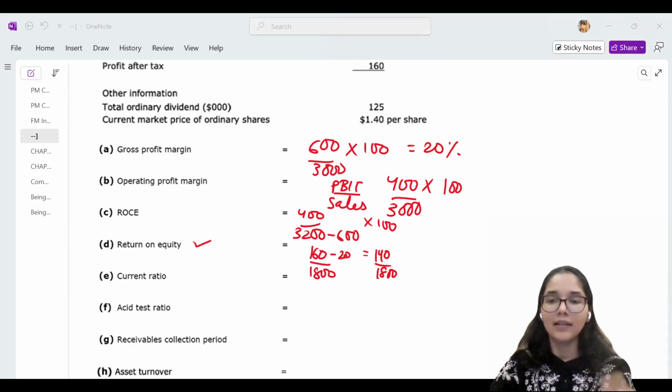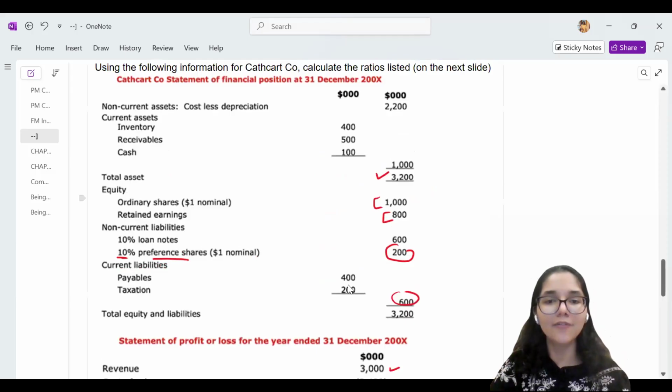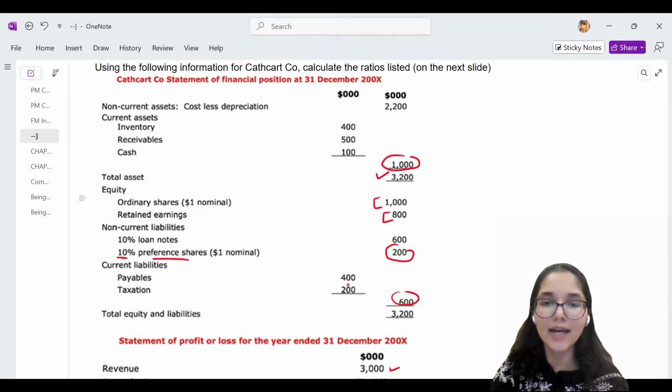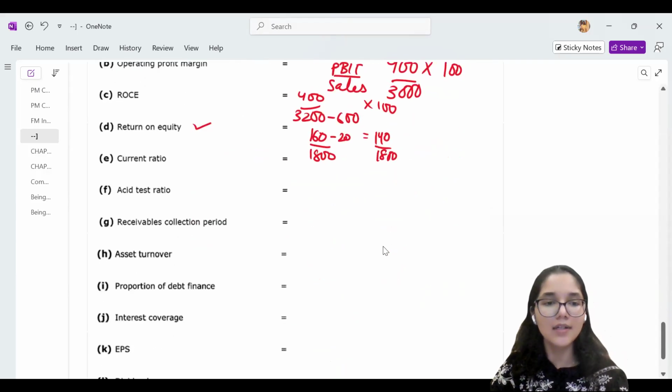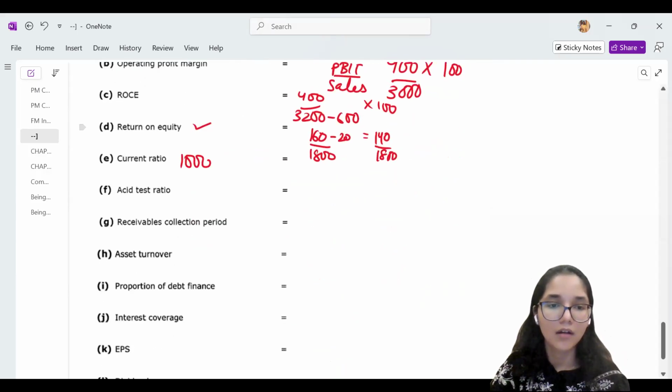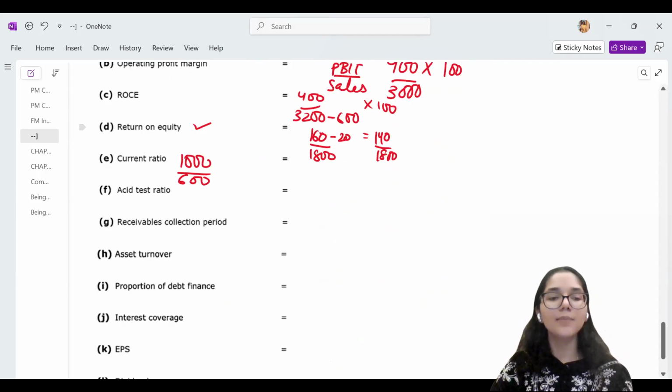Okay. Now, current assets upon current liabilities, the current ratio, is very easy. All totals are readily given to us. This is the total of the current assets. This is the total of the current liabilities. So it is 1000 upon 600. Then what about the acid test ratio? What do I have to do?